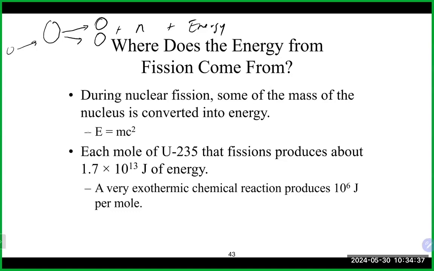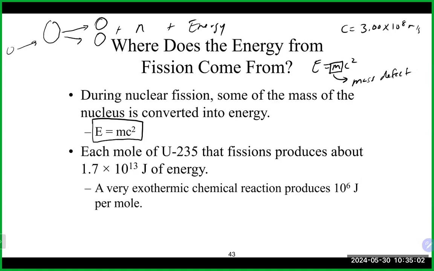So one way that we can calculate the energy here associated with this is through Einstein's equation of E is equal to mc squared. C is the speed of light, which is 3 times 10 to the 8 meters per second. M here is, in this case, what is referred to as the mass defect. And the mass defect is the difference in the mass of the actual isotope itself and the mass of the components of the nucleus that make it up, the protons and neutrons.